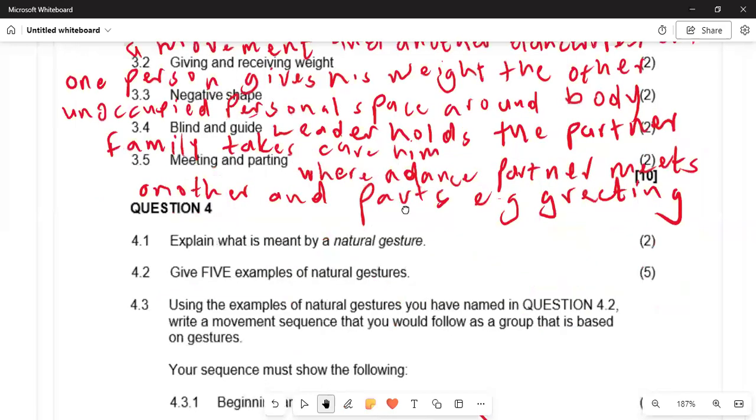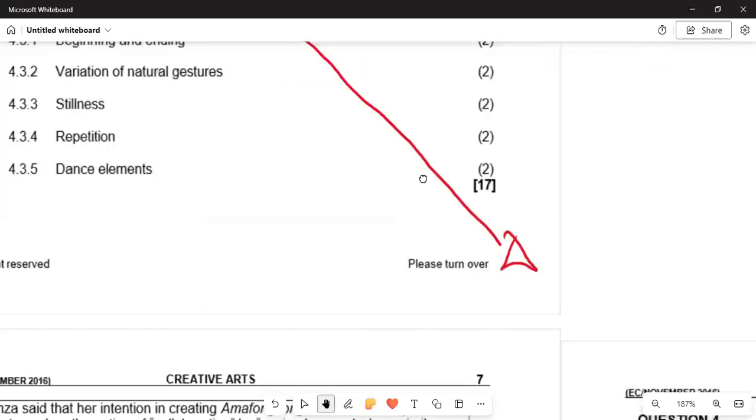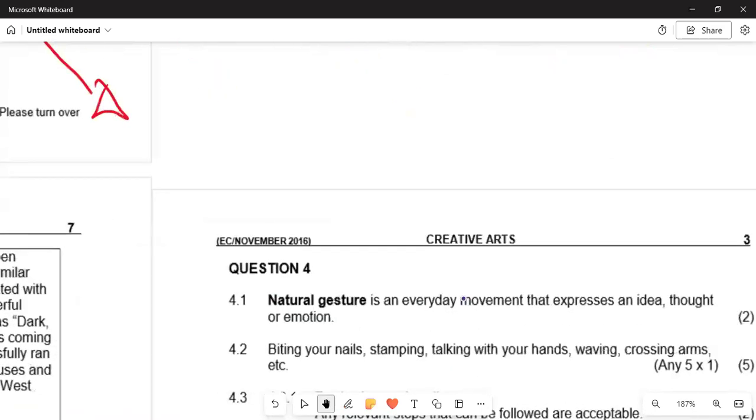If we are moving on, we can go to question 4. 4.1 says explain what is meant by natural gesture, and 4.2 says give five examples of natural gesture. They go hand in hand. The natural gesture is defined as an everyday movement that expresses an idea or emotion. Then you get your two marks there.